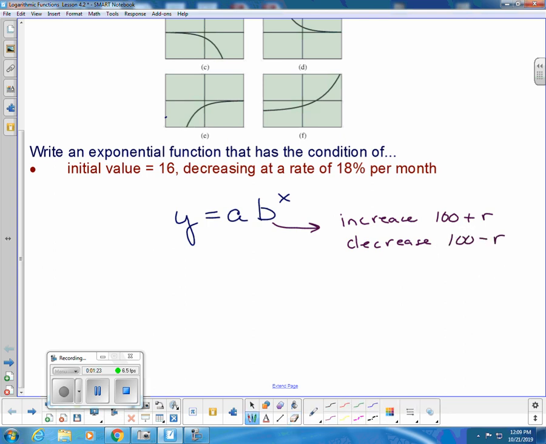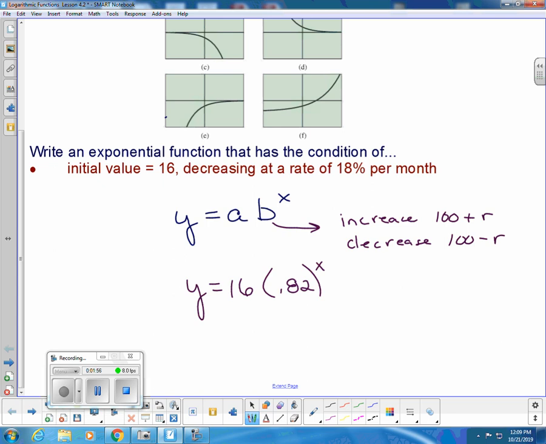The b is your growth factor. It's not the percentage, so we're not going to put a 0.18 in there. We're going to do 100 minus 18%, which is what percent? 82%. So we're going to say y equals my initial value, which is 16, times 0.82 to the x. So your b factor should be the percentage that's left after the decrease happened. Okay?